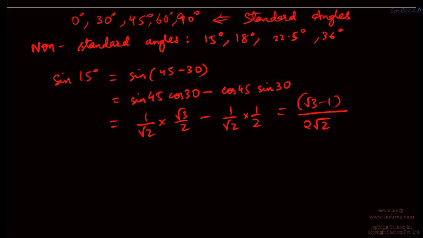So all you need to remember are the sum and difference formulae, and using those you can derive the multiple angle formulae, find the conditional identities, and also find the trigonometric ratios of these non-standard angles. Okay. So thank you so much for watching this video. In the next video we will be covering some typical examples and see how to solve them quickly. Thank you.